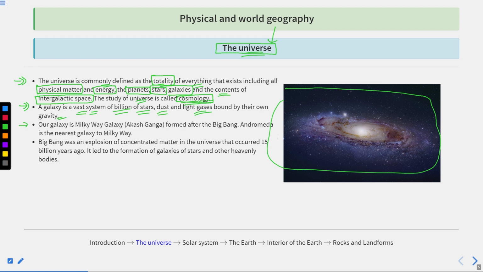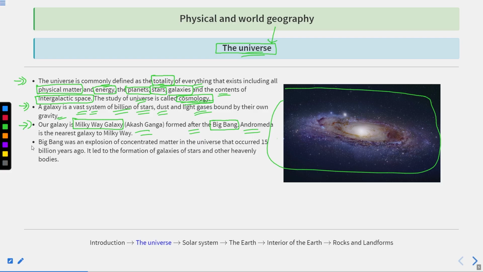And if we talk about the galaxy in which we are living, that is known as the Milky Way galaxy. In Hindi, we call it Akash Ganga, and that was formed after the Big Bang theory. And the nearest galaxy to our Milky Way is Andromeda.